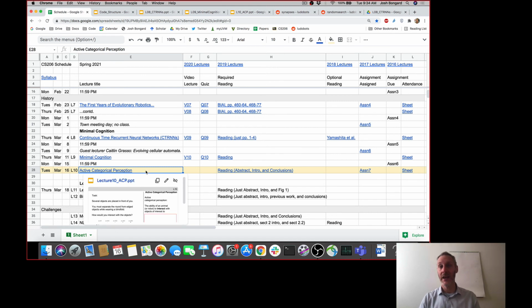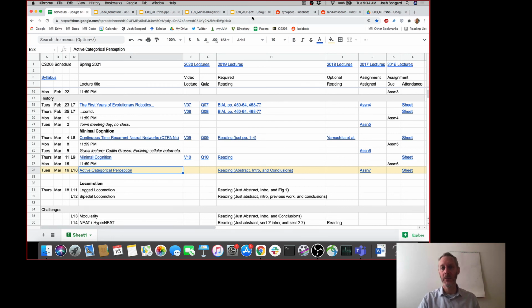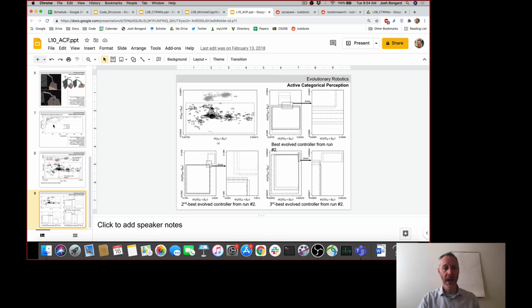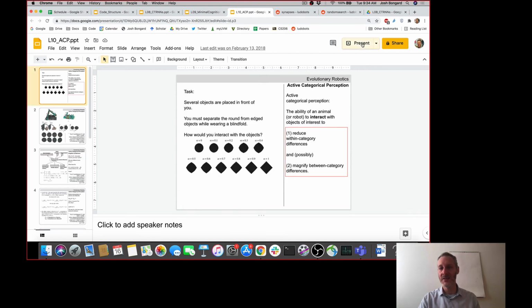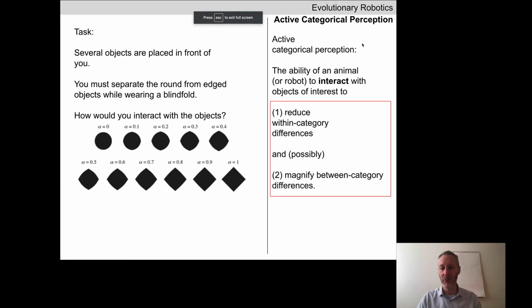This one is, again, more complicated yet. This is a concept known as active categorical perception, or ACP for short. So let's talk about what active categorical perception is, and then we'll look at a robot that evolved the ability to do so. I'm going to start by asking you to think about this hypothetical task.